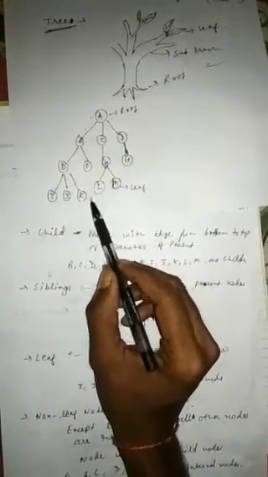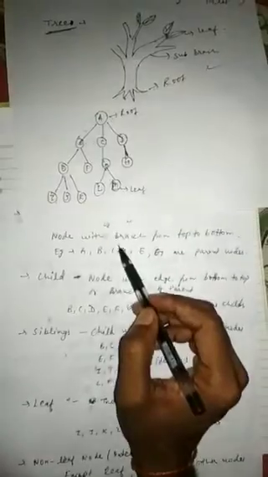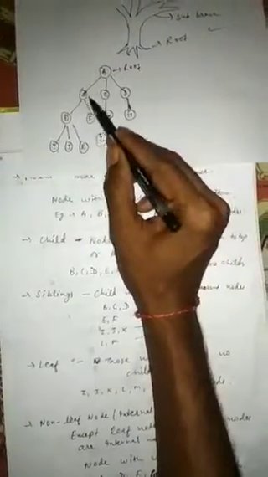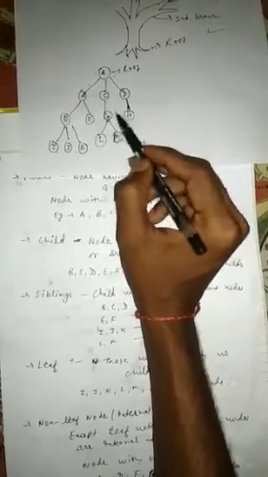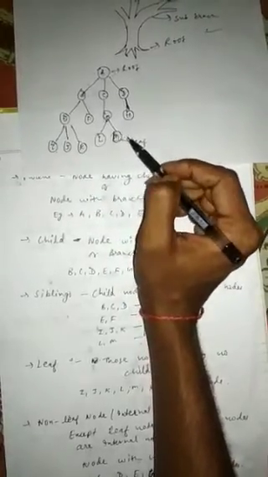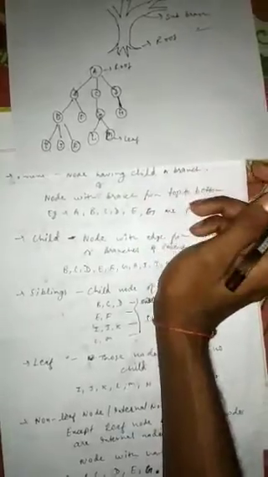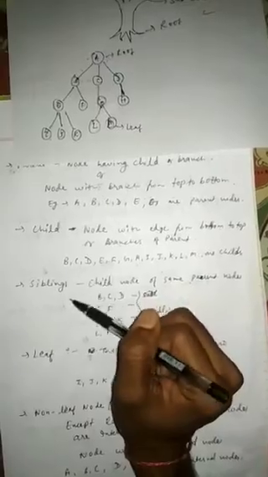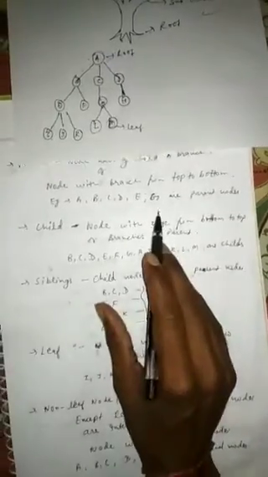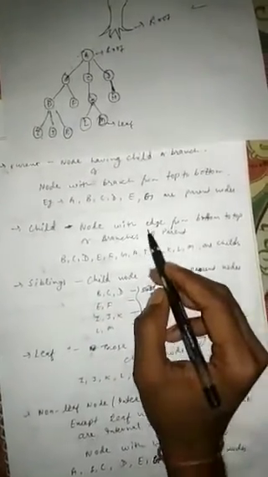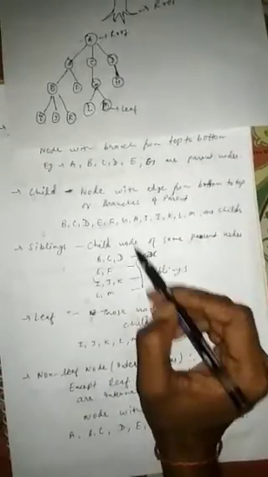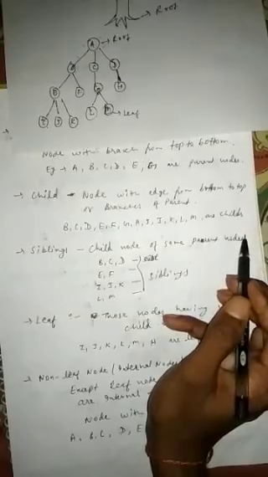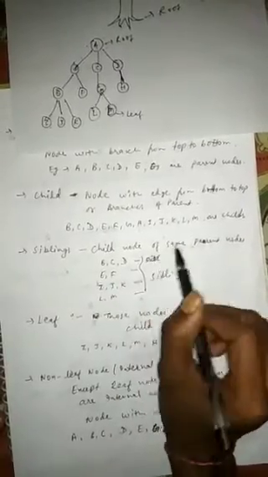So that's why B, C, D, E, F, G, H, I, J, K, L, M are all child nodes. Then again, B and C are siblings. Siblings B, C here are child nodes of the same parent node. So child nodes have the same parent.